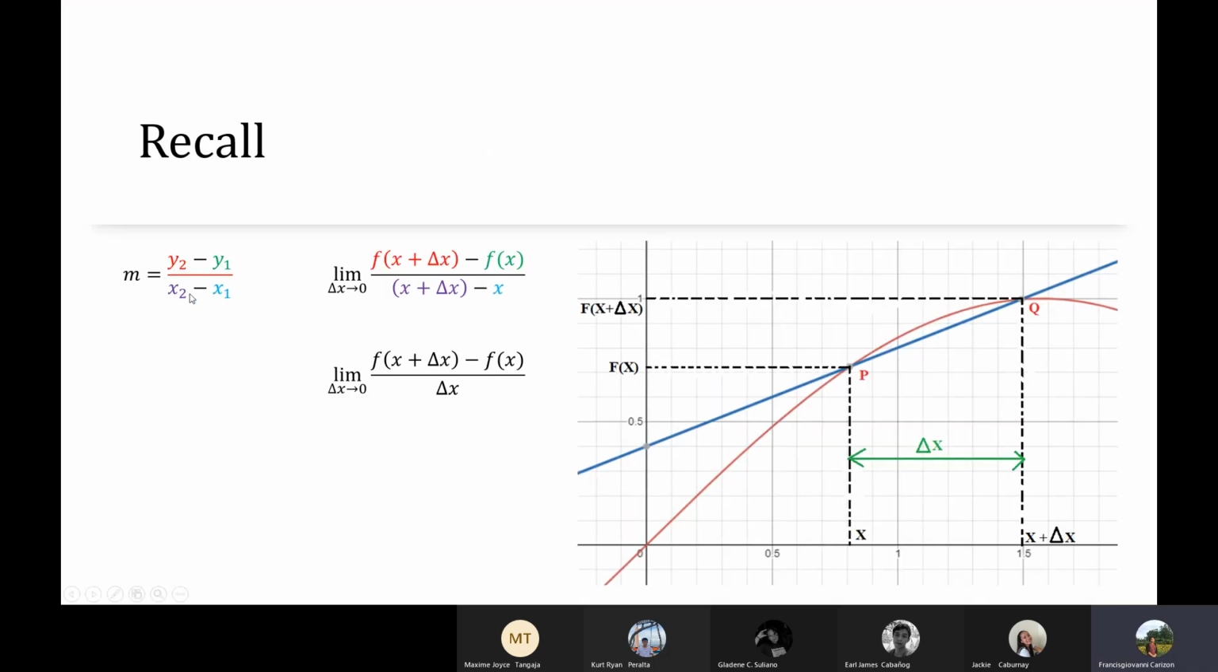So, recall again, m equals y sub 2 minus y sub 1 divided by x sub 2 minus x sub 1. So, focus on this drawing because it can be confusing. The derivative is just a slope, compared to the slope of the original function. The red color y sub 2 is f of x plus delta x, the y sub 1 is f of x, the x sub 2 is x plus delta x, and x sub 1 is x.